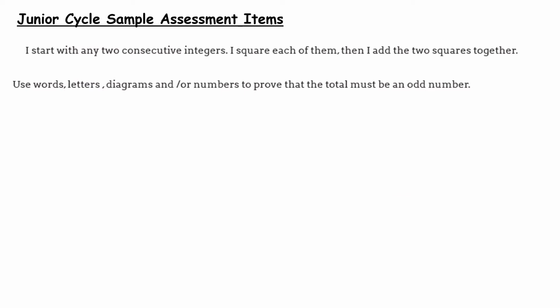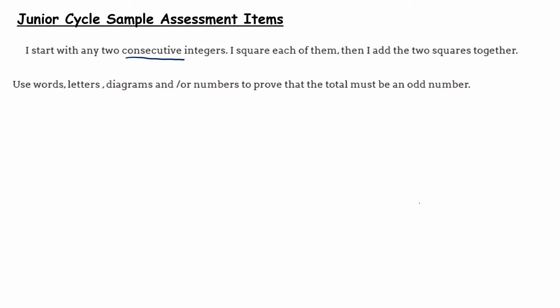So this question is from the Junior Cycle Assessment, Sample Assessment Items that were released in 2020. I start with 2 consecutive integers. Okay, so language is so important here. Consecutive means one after the other. So for example, 4 and 5 are consecutive numbers. So we have consecutive integers.